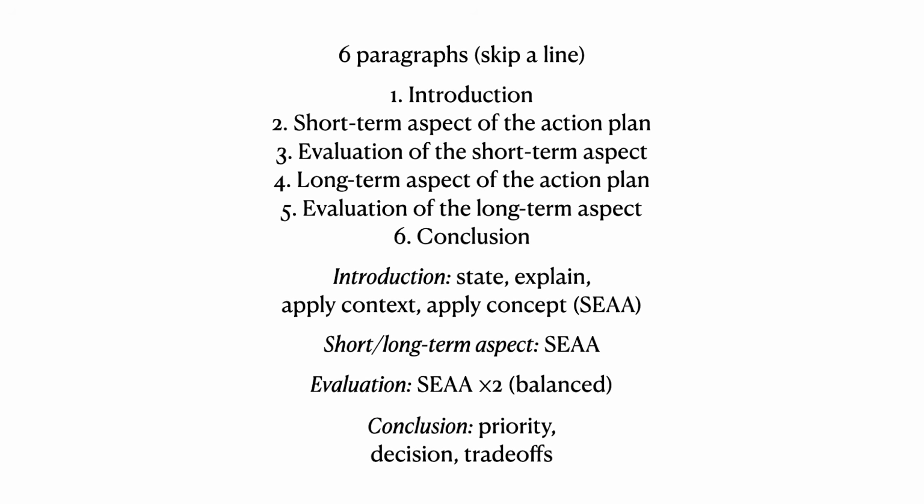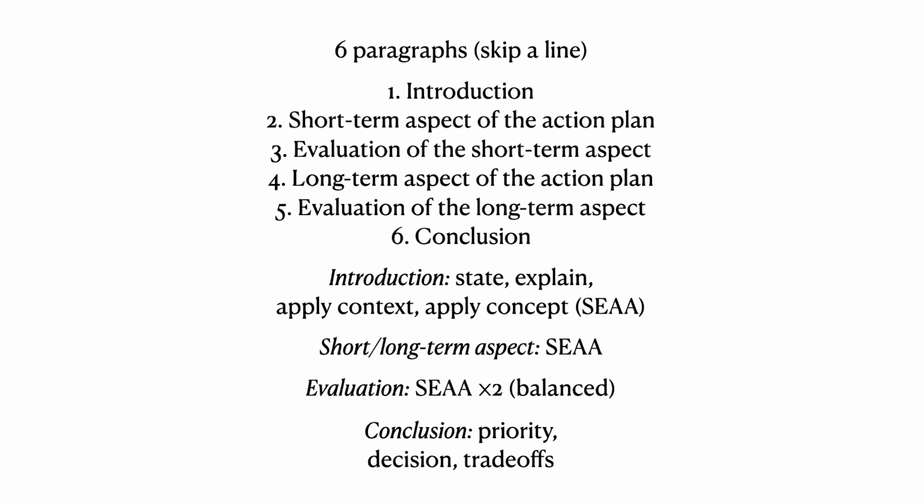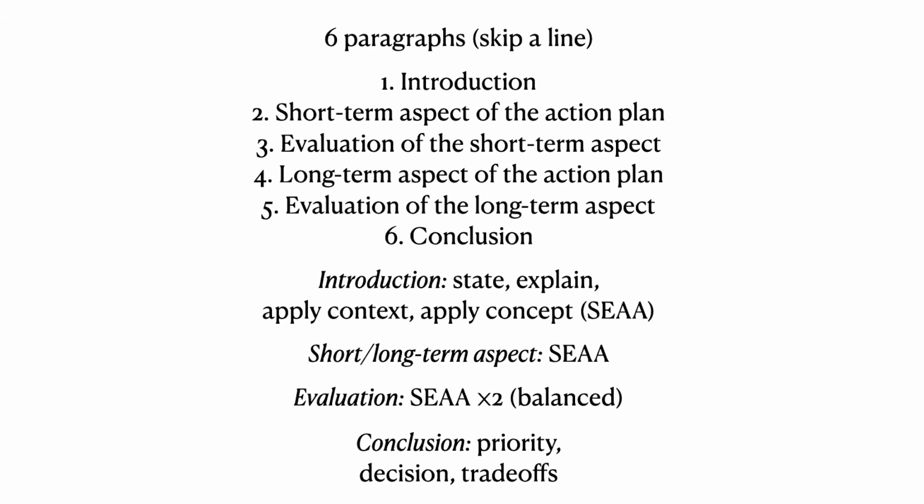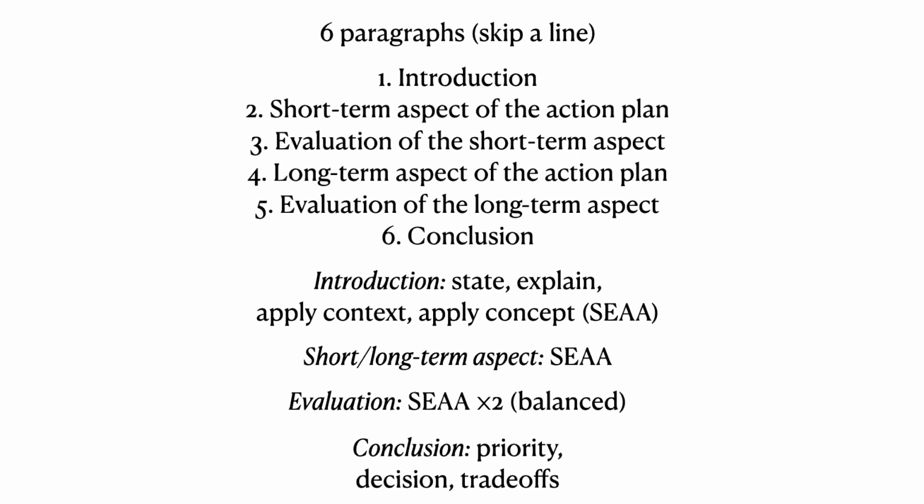Now, 17 markers are for higher level students only in paper 3. The structure for a 17 marker is also 6 paragraphs: introduction, short-term aspect of an action plan, evaluation of the short-term aspect, long-term aspect of the action plan, evaluation of the long-term aspect, and finally, conclusion. In 17 markers, you are asked to create a sustainable action plan for 5 years for a social enterprise. All questions will be related to that.